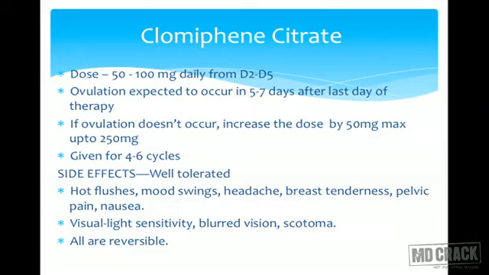Ovulation is expected, it occurs 5 to 7 days after the last day of the therapy, means around day 12 or 13. If ovulation doesn't occur, then increase the dose in next cycle. We can go up to 250 milligram per day for 5 days, but FDA approved dose is 100 milligram per day.